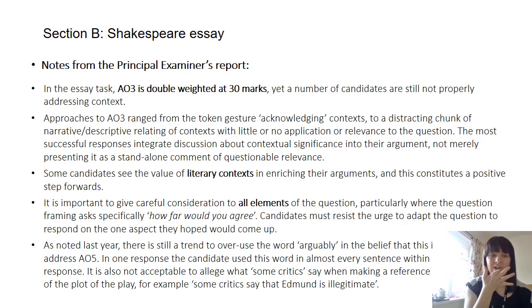So, a note from the principal examiner's report on the Shakespeare essay. In the essay task, AO3 is double weighted, as we mentioned earlier, at 30 marks, yet a number of candidates are still not addressing the context correctly. Approaches to AO3 range from a token gesture of acknowledging context to a distracting chunk of narrative or descriptive relating of context with little or no application or relevance to the question. And that is the issue. It's got to be relevant to the question that you've chosen to answer.